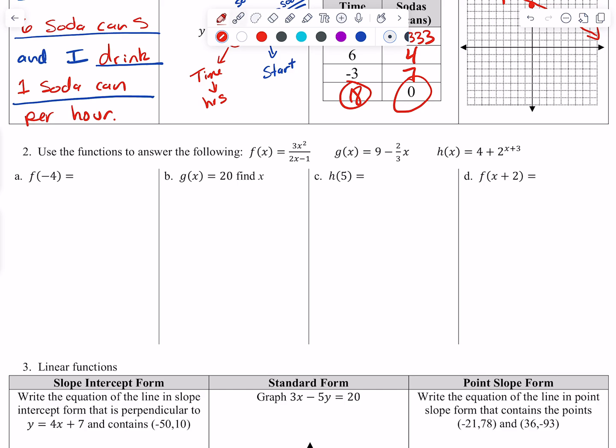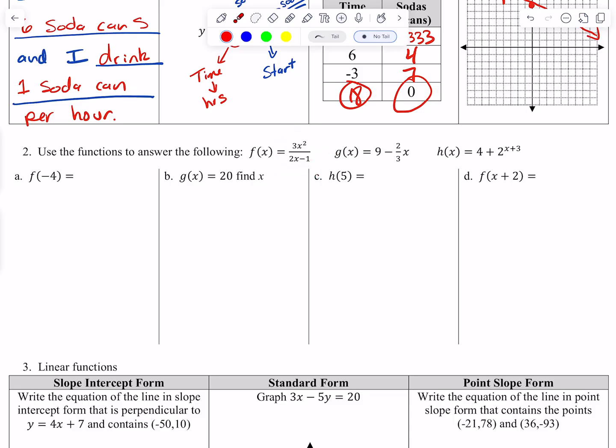So always identify which function you're using. At the top, you have 3 functions. They're named by letters, right? So we have function f, function g, function h. Your job is to look at all 3 of these functions and use the correct function by name. So on the first one, we're using function f. So we're going to use the first one.